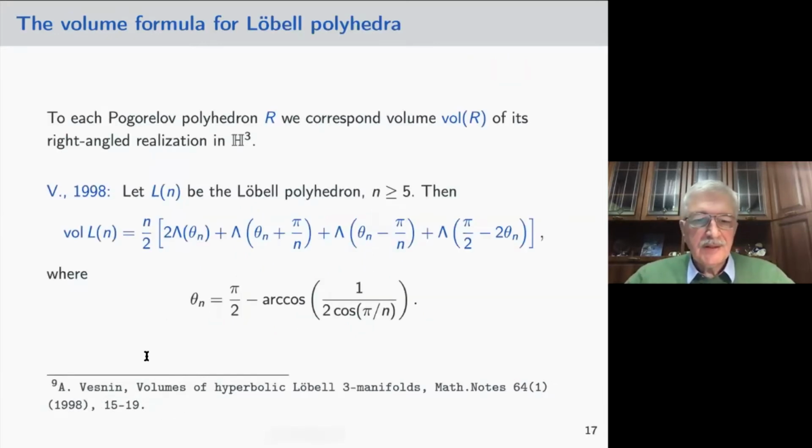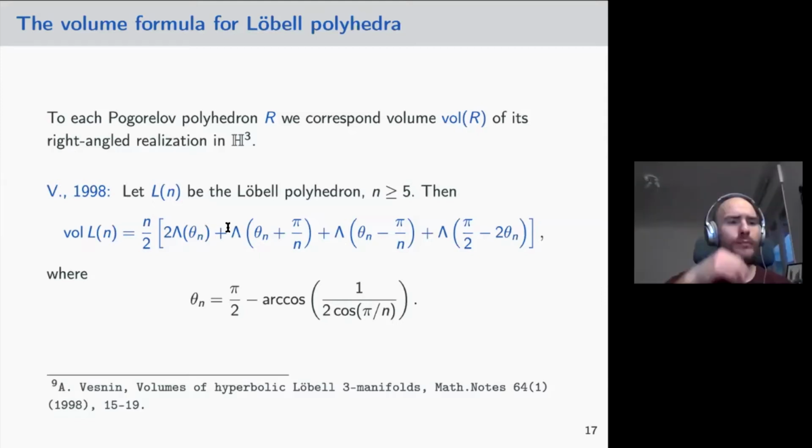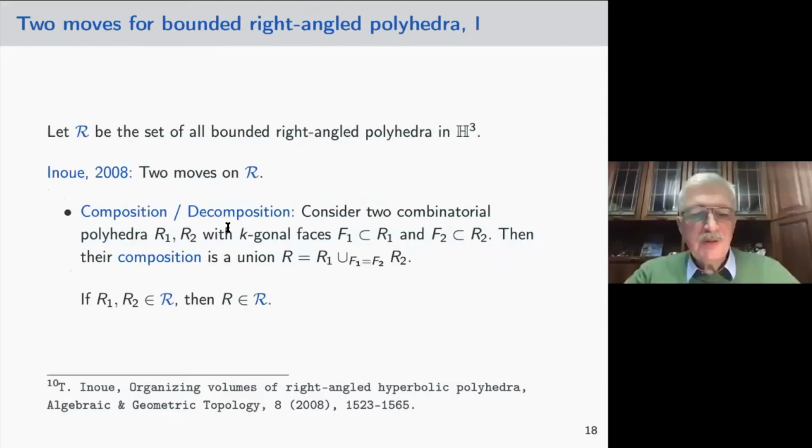So these are not such easy expressions. For example, in the case of these Löbell polytopes, the volume formula looks like this one. So you have a combination of the Lobachevsky function calculated at various points, depending on n, the angle on top and angle on bottom in our family, so you have a parameter theta n, and we take a linear combination of the Lobachevsky function calculated at special points. So we know a lot about this family, and you can ask what about the general family of bounded right-angled polyhedra in hyperbolic space.